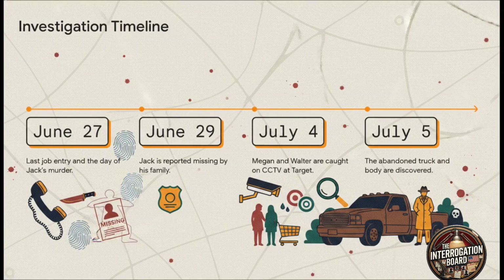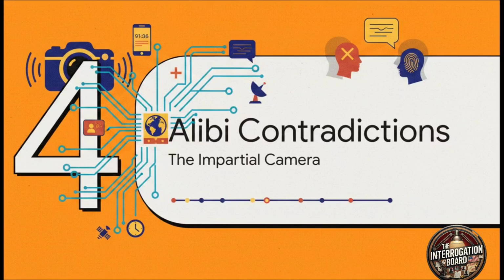Seeing this timeline laid out allows the audience to instantly spot overlaps and anomalies. It sets the stage perfectly for the interrogation room. Section 4. Exposing alibi contradictions. The impartial camera. Let's look at exactly how immutable digital evidence can absolutely shatter rehearsed human lies.